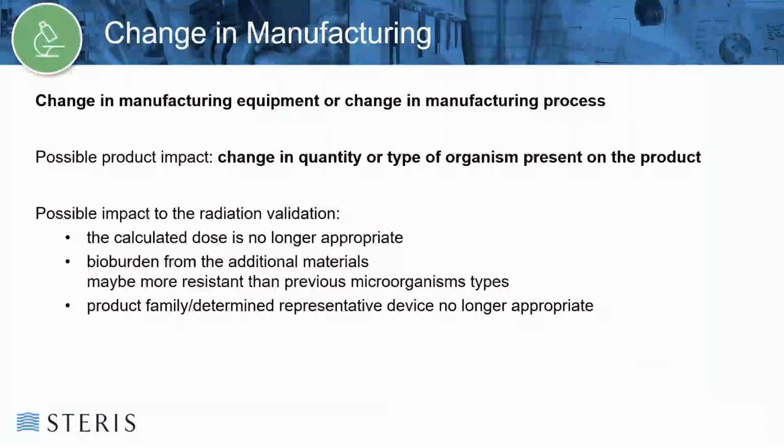A change in manufacturing equipment or a change in manufacturing process could impact the change in quantity or types of microorganisms present on the product. This could impact the radiation validation and that the calculated dose may no longer be appropriate. The bioburden from the additional material may no longer be appropriate, as it may be more resistant than previous microorganism types, and product families determined and any representative devices may no longer be appropriate.